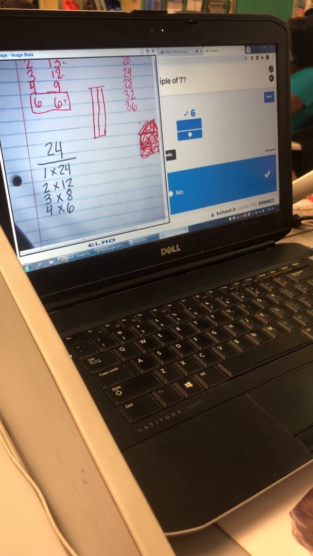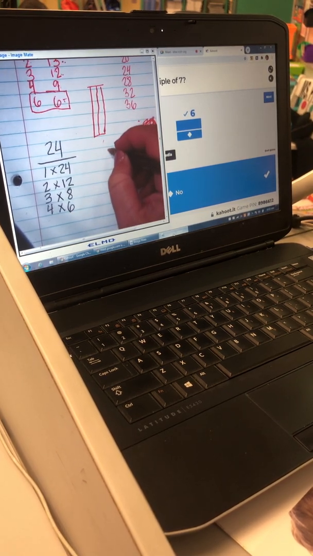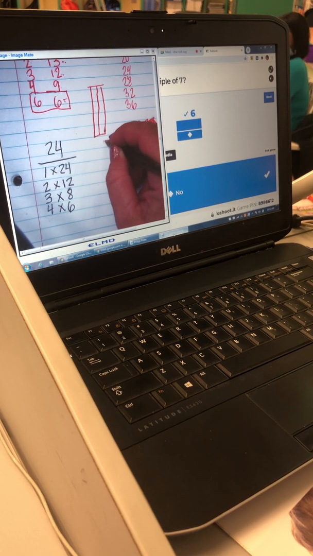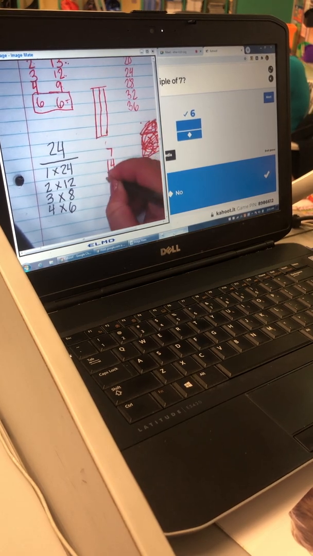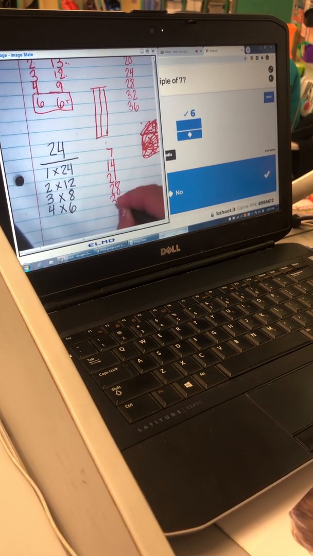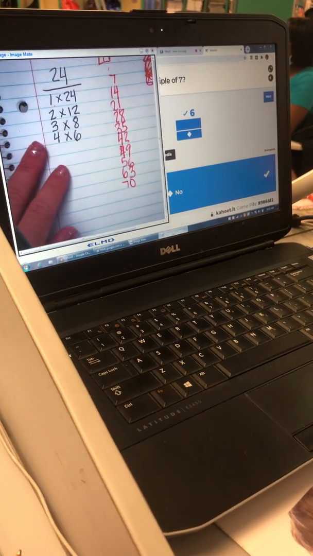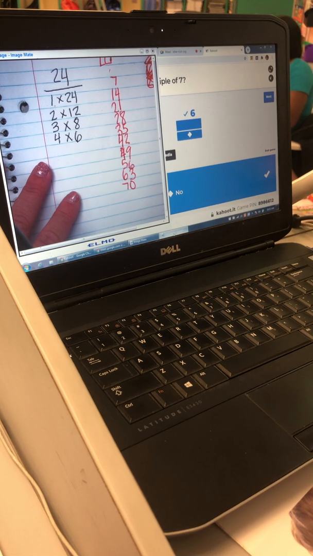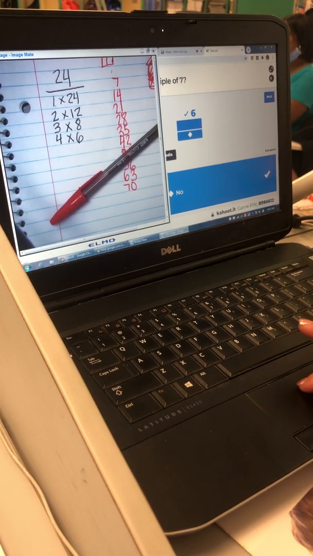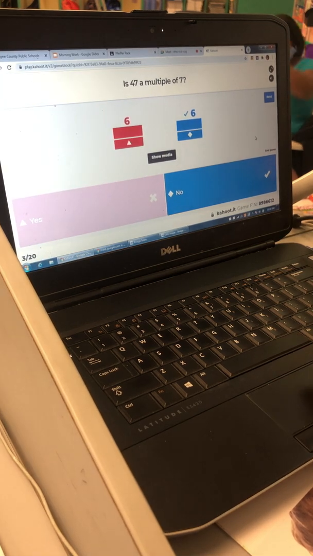It says, is 47 a multiple of 7? So if I write all of my multiples of 7: 7, 14, 21, 28, 35, 42, 49, 56, 63, and 70. Is 47 one of those numbers? No, so it is not a multiple of 7. I'm so mad. I'm 40 points behind Kalani, and I'm in 5th place.